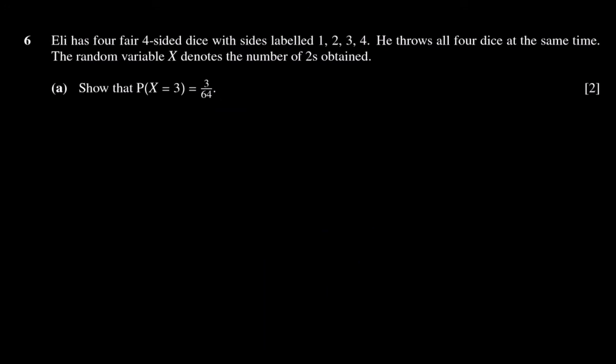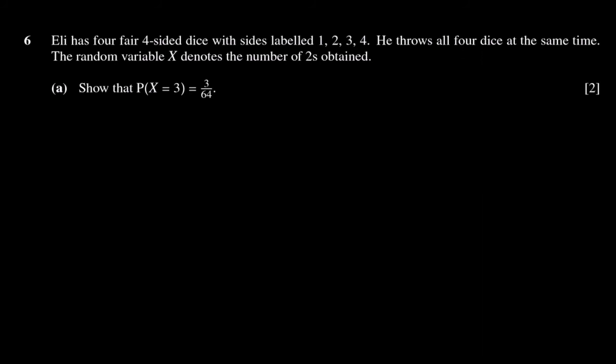All right, here we are in question 6. Eli has 4 fair 4-sided dice. I'm going to try saying that early in the morning, with sides labelled 1, 2, 3, 4. He throws all 4 dice at the same time. The random variable x denotes the number of 2s obtained. Show that the probability that x is equal to 3 is 3 upon 64.